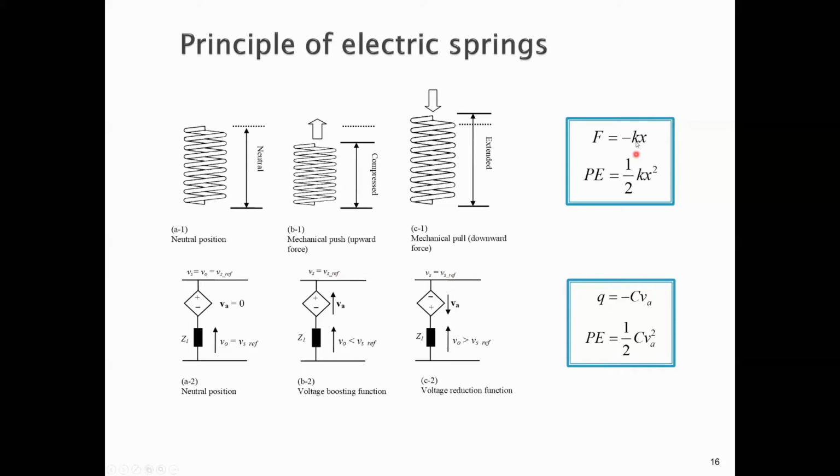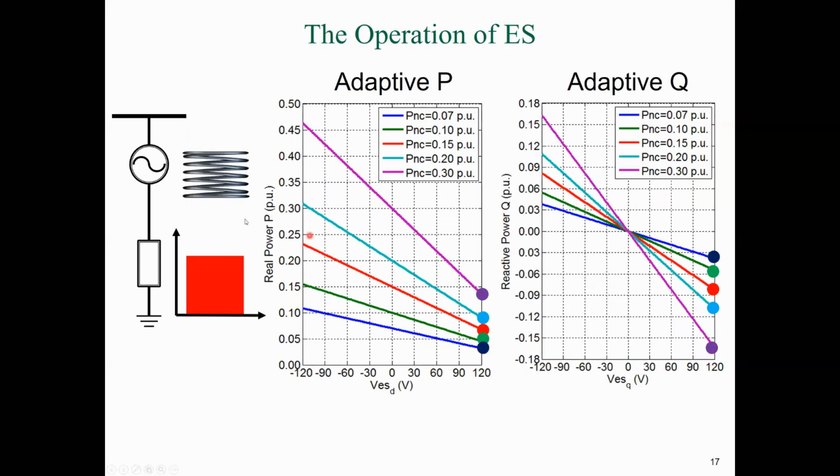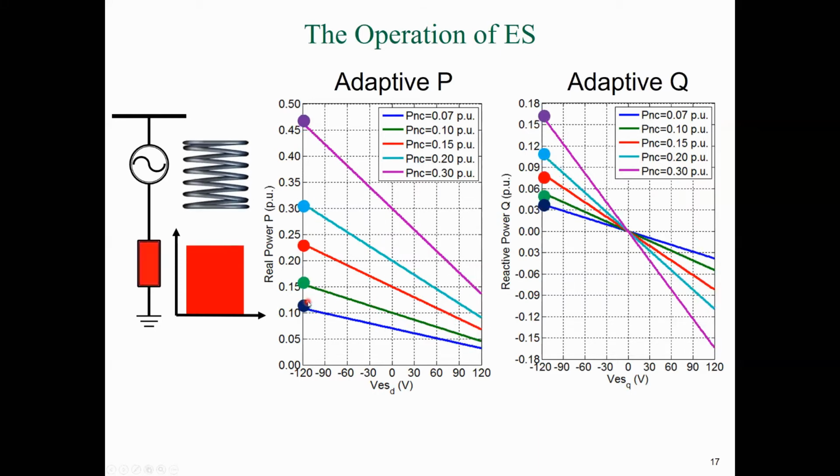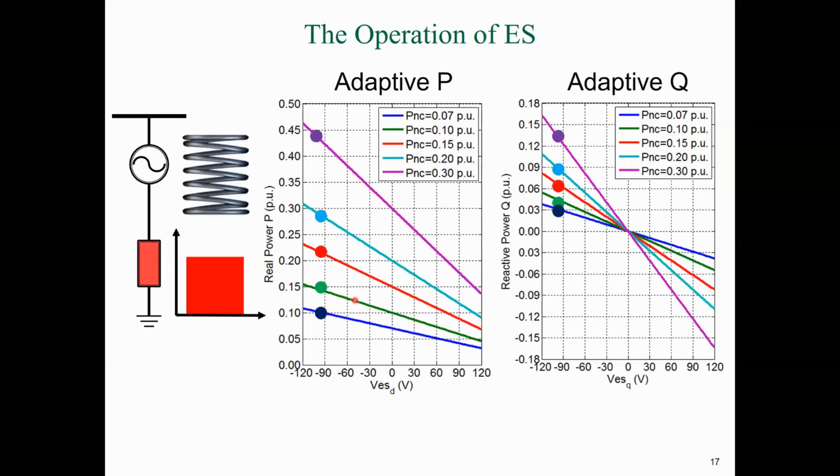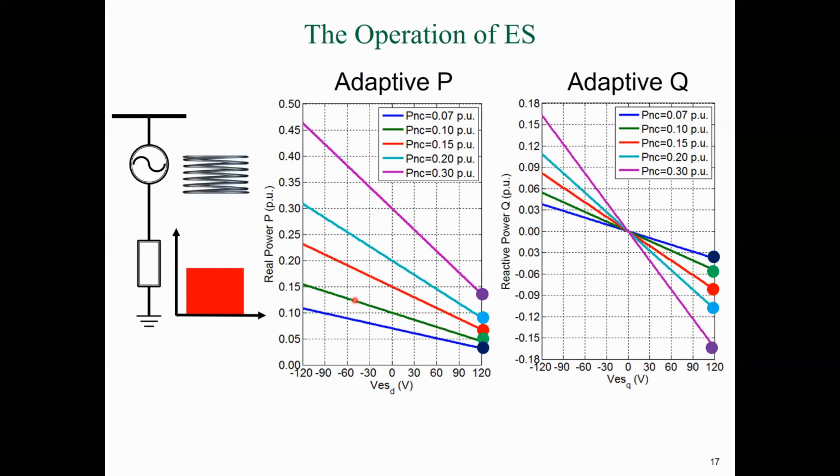Okay, so compare the two sets of equations. In the electrical version, we can have the charge equal minus CVA, where C is a capacitor, and V is the voltage across the spring or this capacitor, and the energy storage is half CV squared. Now, the spring can provide both active and reactive power compensation depending on the structure of the electric spring circuits. Okay, so we want the spring to provide both active and reactive power compensation.